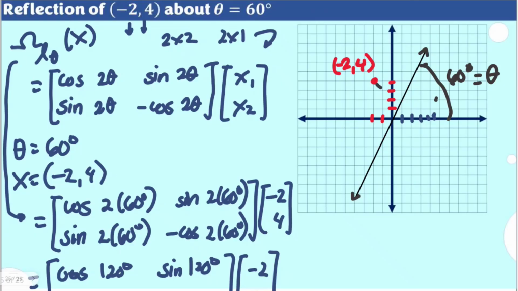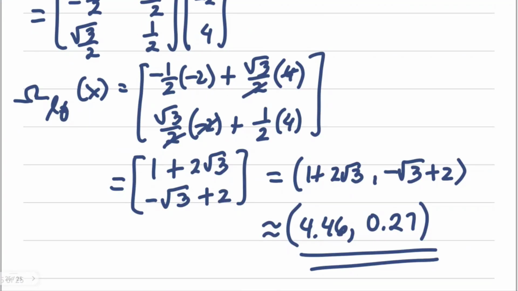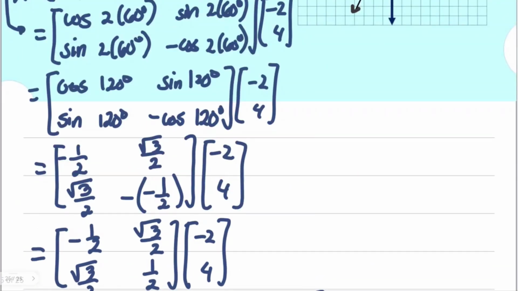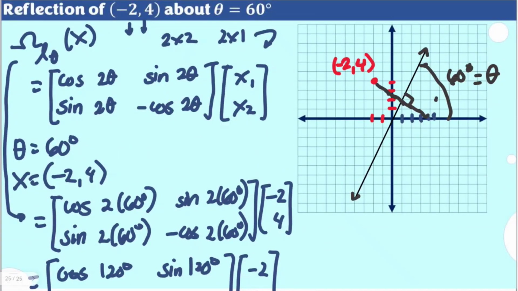Because we'll have here a symmetry of the image. So the point is somewhere here, which is actually equal to 1 plus 2 square root of 3 and negative square root of 3 plus 2. Okay, so this is the reflection of negative 2 and 4 about the angle 60 degrees. Thank you very much for watching.